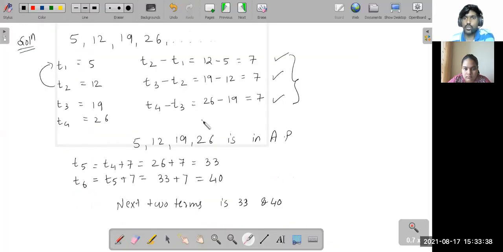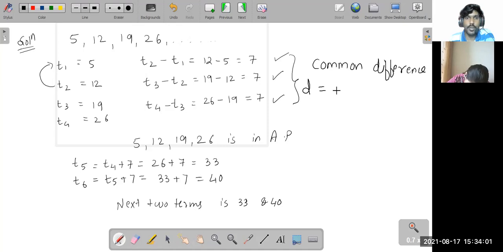One thing to note here: after subtracting, you got 7, 7, 7. So this is called the common difference. This is from the example sum in the textbook. So the common difference is denoted by the letter D, and in this case, common difference D is equal to 7.